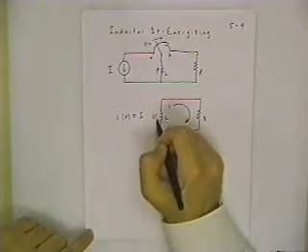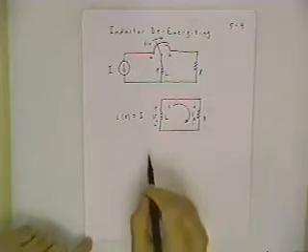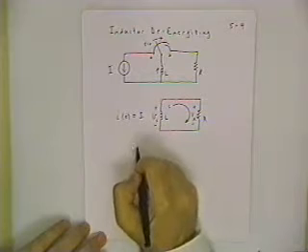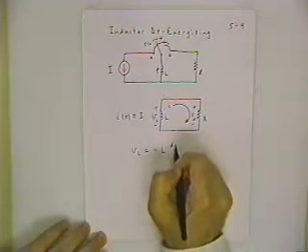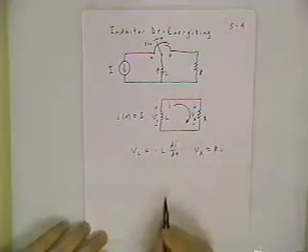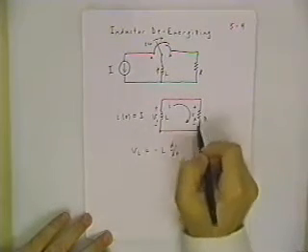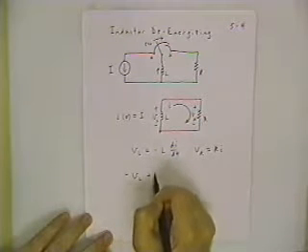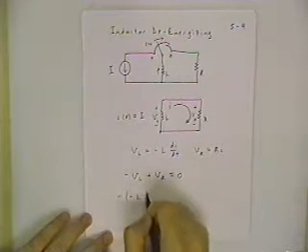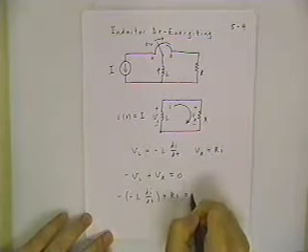Just as we had passive sign convention for the capacitor, we've got passive sign convention for the inductor. In this case, with the current going from lower to higher potential, the inductor voltage is minus L di/dt. For the resistor, you always have R times I. So now we can set up our differential equation from the Kirchhoff law. Start at this node, go around clockwise. Minus V sub L plus V sub R equals 0. Minus L di/dt plus R times I equals 0.